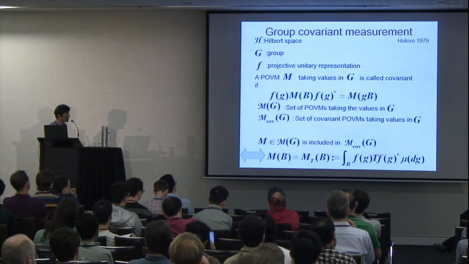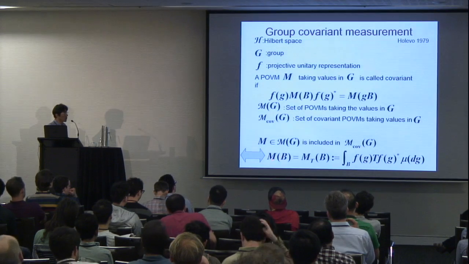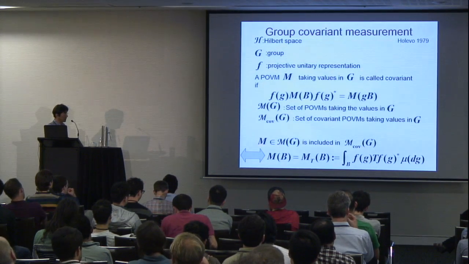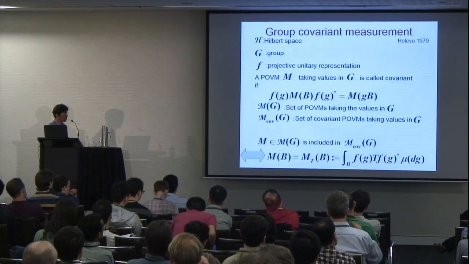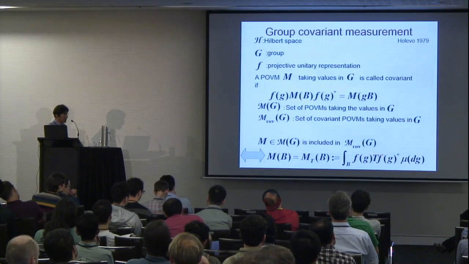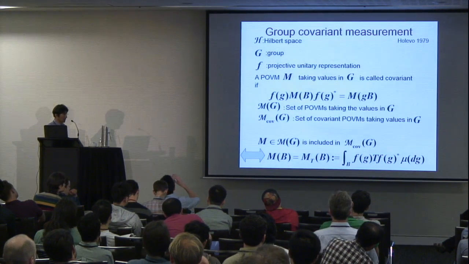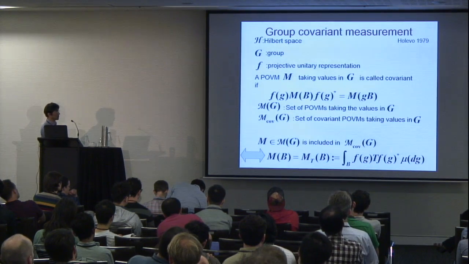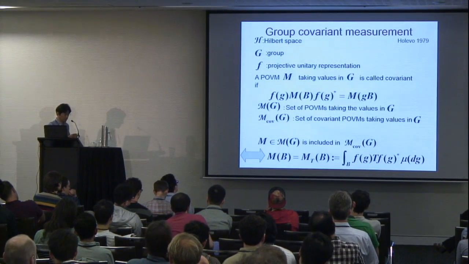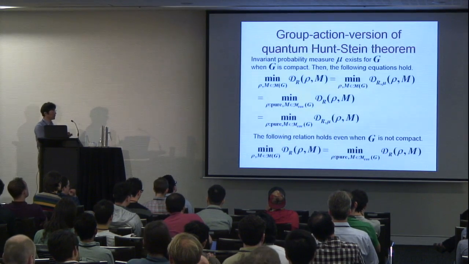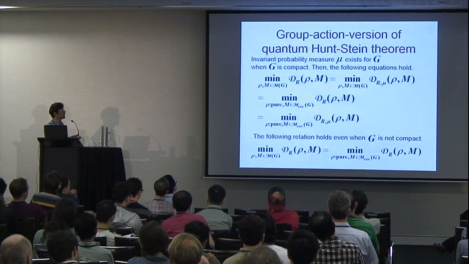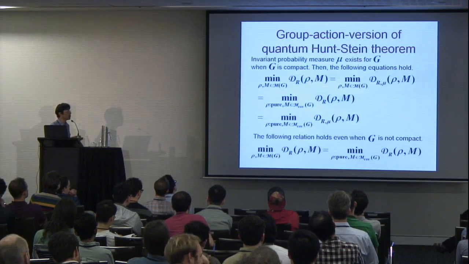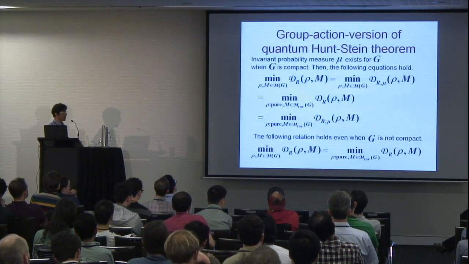A measurement is included in the covariant ones if and only if the measurement POVM satisfies this condition: there exists an operator T satisfying this property. So this is the necessary and sufficient condition for a covariant measurement. Covariant measurements are very important because our optimization problem is reduced to only covariant measurements.